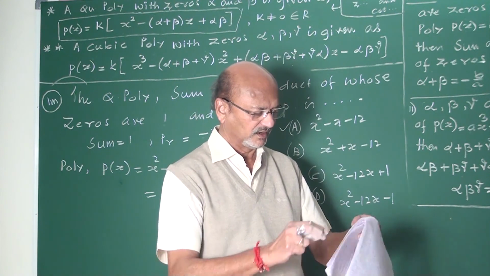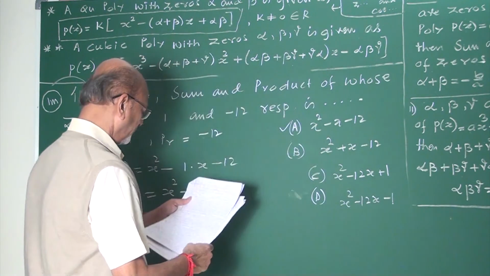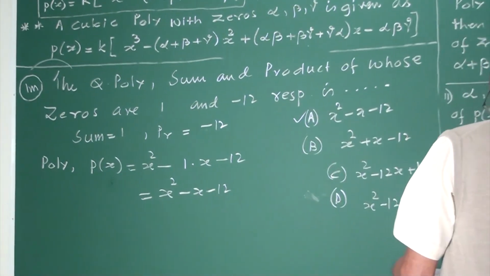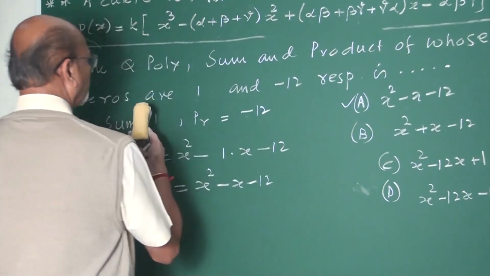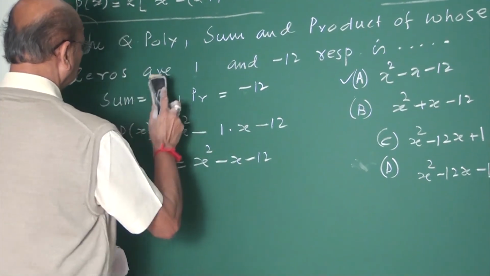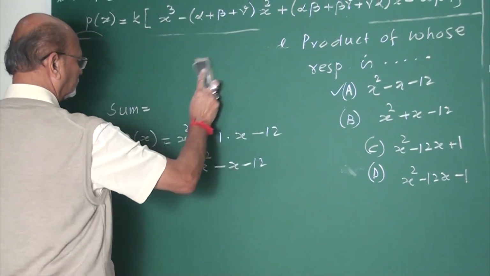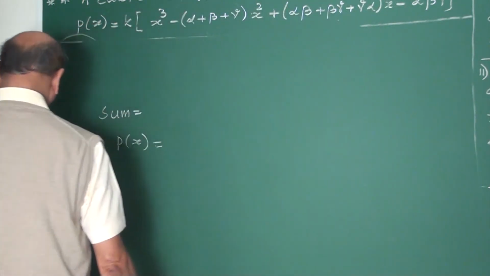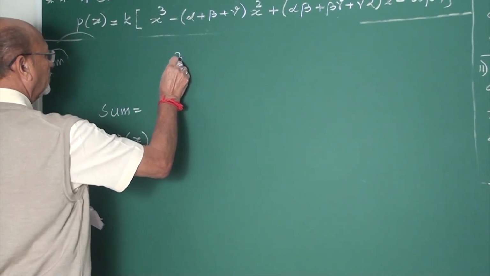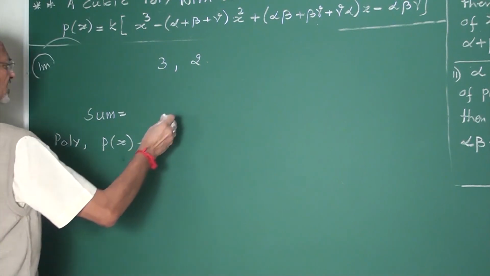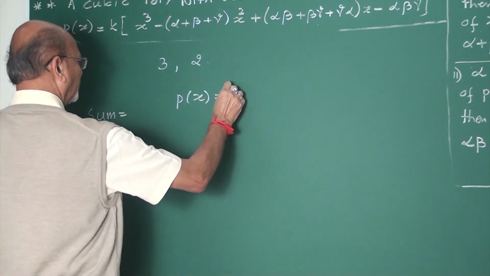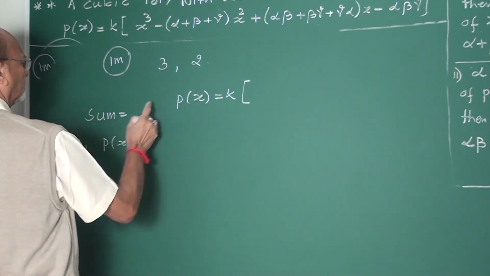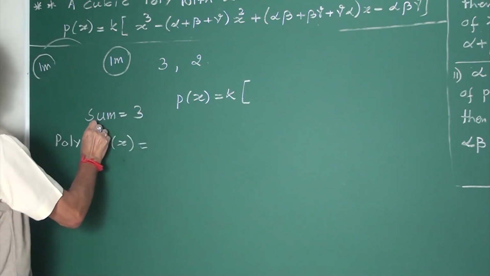Yes, my friends. I've done this sample. Just, what is given? My friend, find the polynomial Px whose sum and product are 3 and 2, my friends. Sum is 3, product is 2. Yes, direct you can apply. What is Px? My friend, K, why? It is not objective type. It is a one mark question. Sum, product. Sum is 3, product is 2.